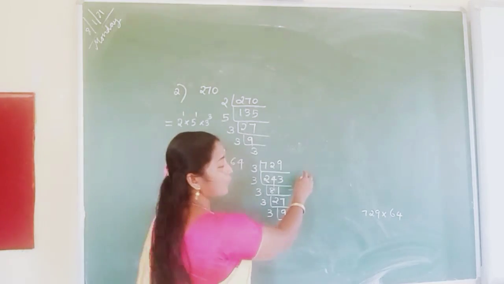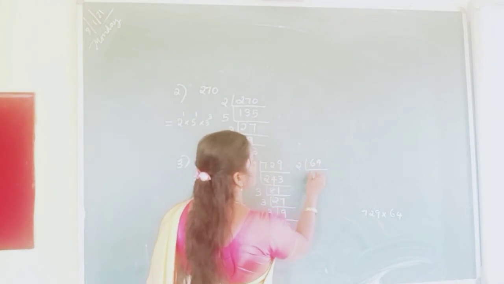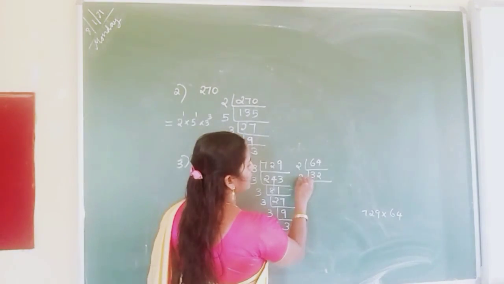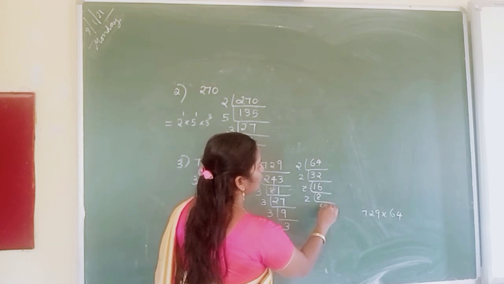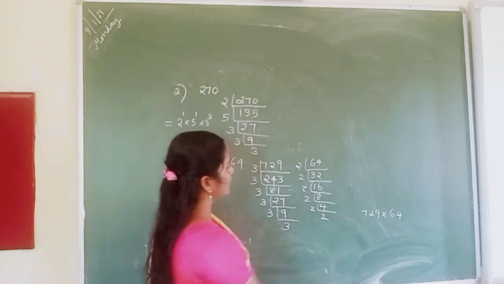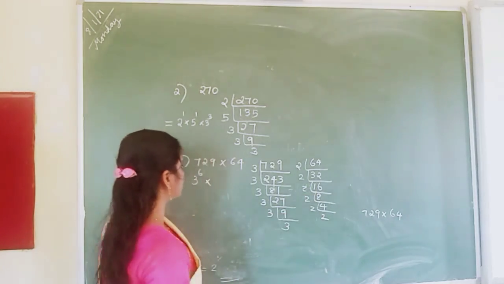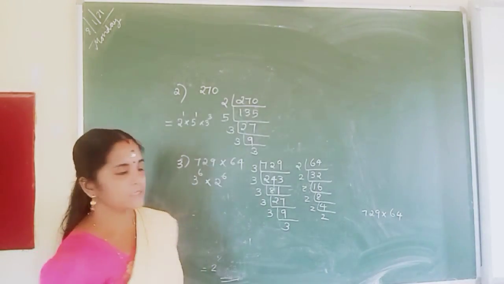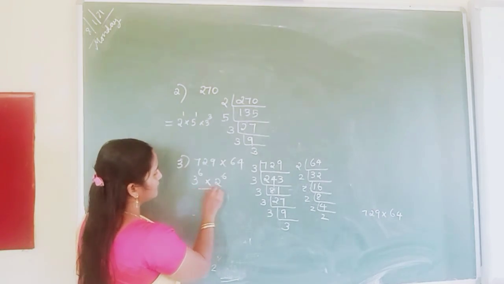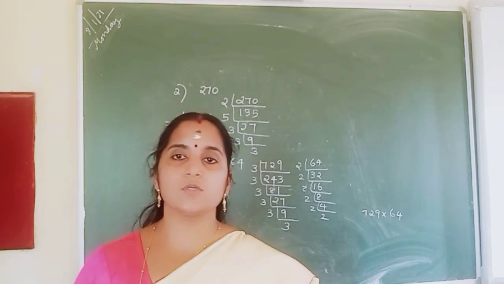Then 64. Here also we write it as 32. Then 16, 8, 4, 2. That is 1, 2, 3, 4, 5, 6. 2 raised to 6. So we can write the answer as 3 raised to 6 into 2 raised to 6.